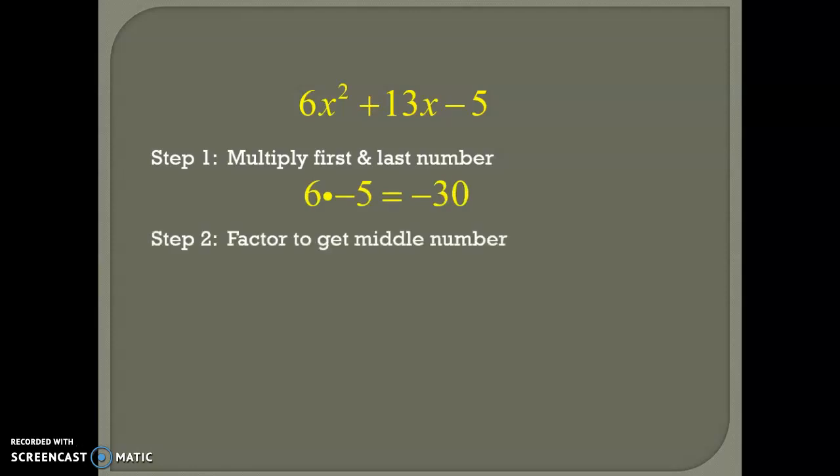Step 2, factor to get the middle number. So you have negative 30, if you factor that to get you 13 when you add the two numbers together, you're going to get 15 and negative 2. And again, these two steps are the same as if you did factor by grouping, right? They start to diverge when you get to step 3.